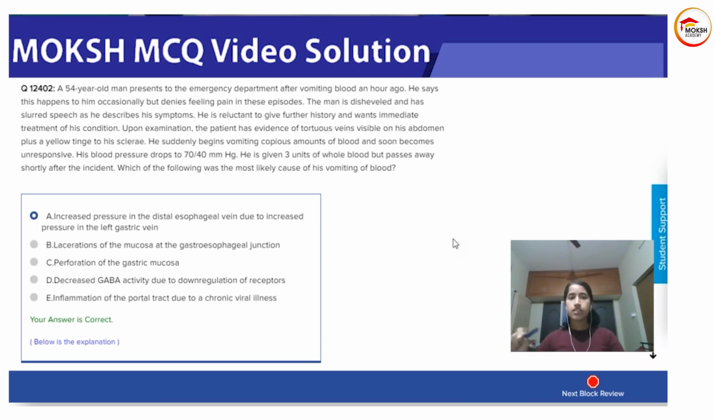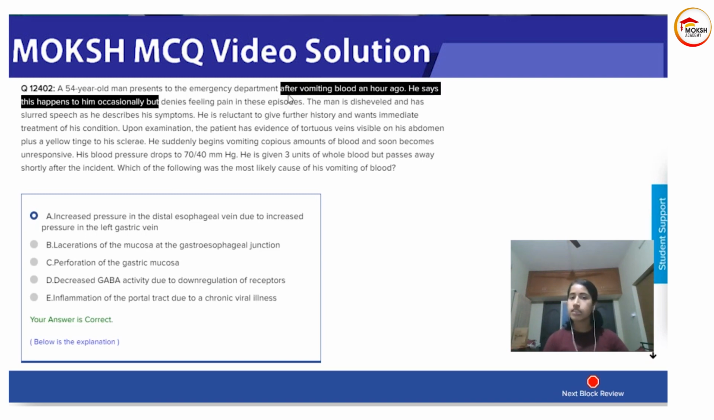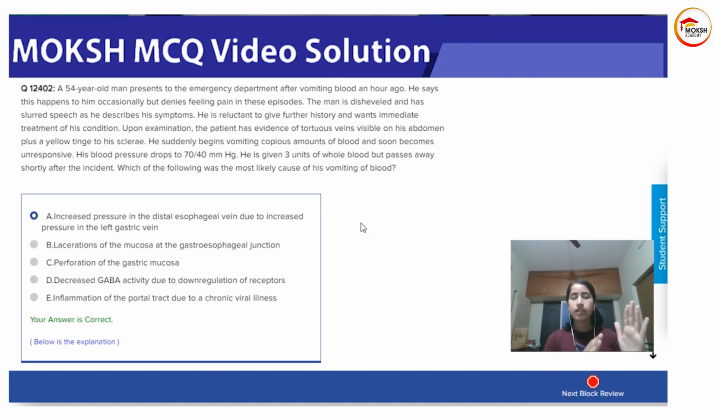Moreover, in the case of esophageal variceal bleeding, it's painless. It's mentioned in the second line that he denies feeling pain in these episodes. They're talking about past bleeds, but you can correlate that with this particular situation. So it will be painless. Just remember, massive painless bleeding, think of esophageal varices. Don't think of anything else. If they mention pain with bleeding, think of Mallory-Weiss tear.